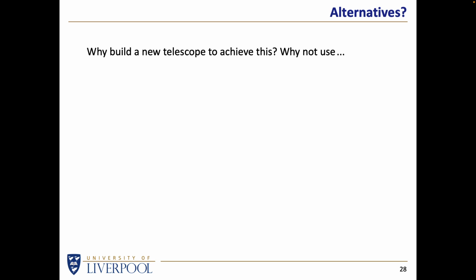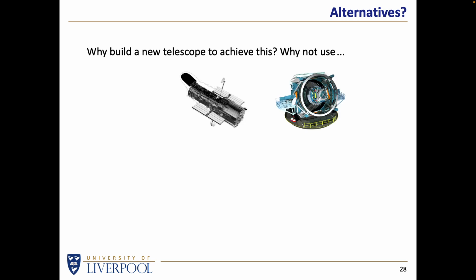Surely the Hubble Space Telescope is fantastic. Can't that do a similar job? Well, we have other telescopes like the Hubble or the Chamonix telescope, previously known as the Large Synoptic Survey Telescope. It's the one sitting in the Vera Rubin Observatory.